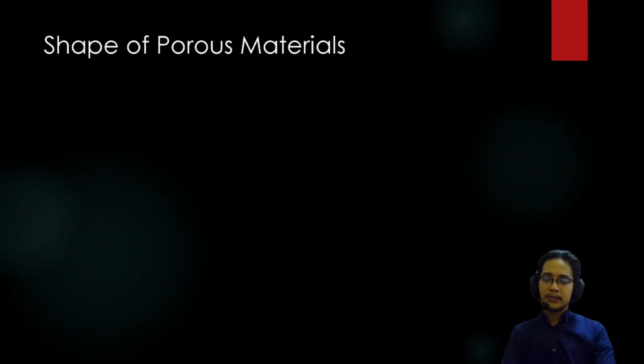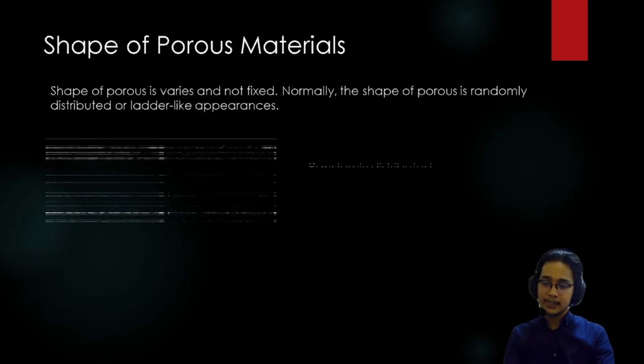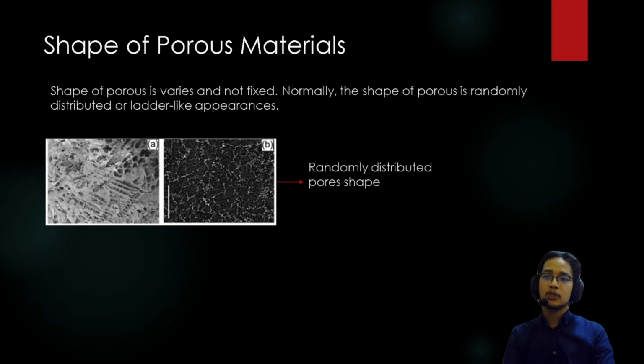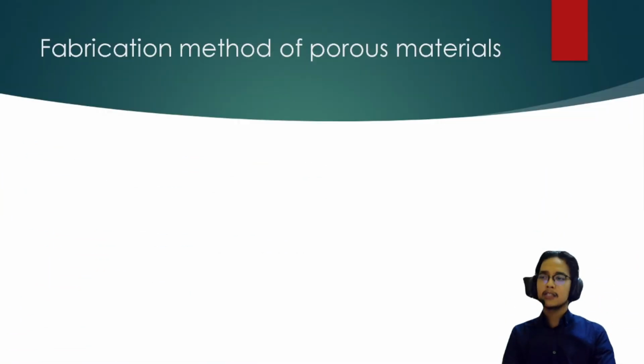Shape of porous materials. The shape of porous materials varies and is not fixed. Normally, the shape of porous is randomly distributed or ladder-like in appearance. The first picture shows a randomly distributed porous shape, and the second picture shows the ladder-like pore shape. Next, fabrication method of porous material.